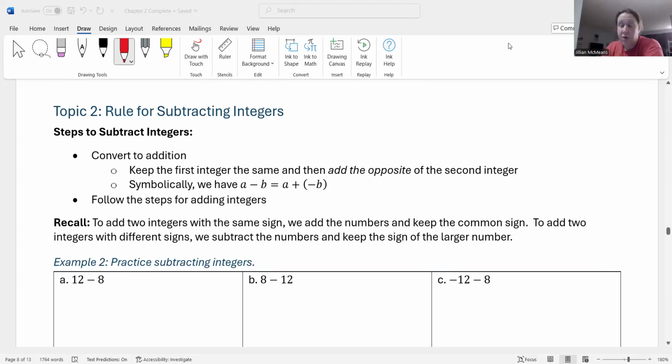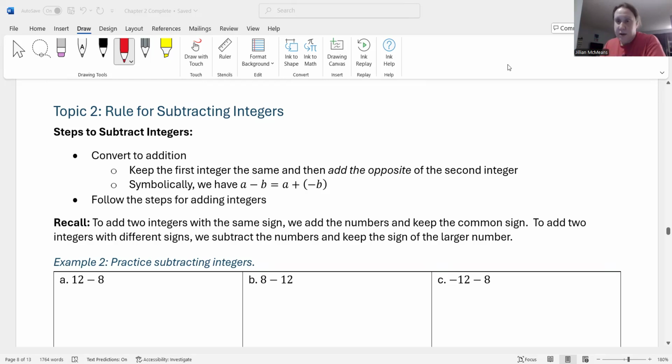For topic two, we're going to look at the rules for subtracting integers, and this can be a little weird for students at first, okay? But I encourage you to embrace what I'm going to show you, because if you try to just work these out in your head every time, you can get kind of lost in the process. So understanding what I'm about to show you is going to be very powerful, so do not discount this, okay?